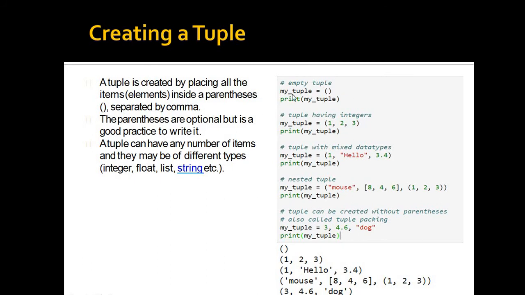So here is an example of how to create a tuple. First of all, an empty tuple. How to create an empty tuple? Simply the name of the tuple equal to blank parentheses. Print my tuple. It's an empty tuple. Then a tuple with integer values. A tuple with mixed data types. Nested tuples, where nested means one tuple within another tuple. Print tuple.